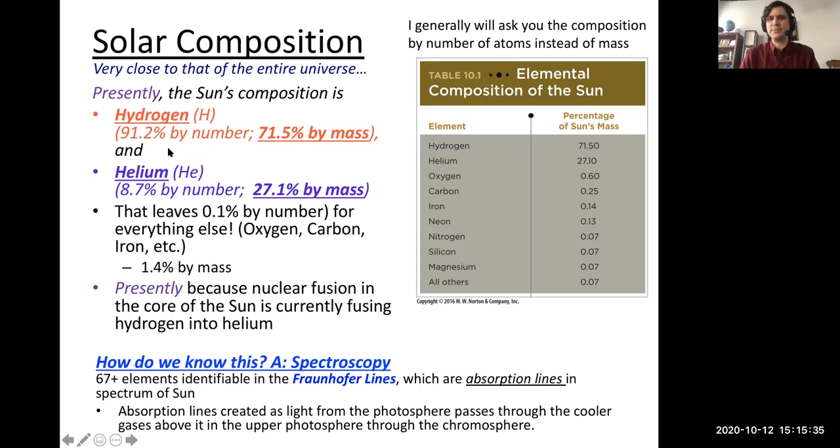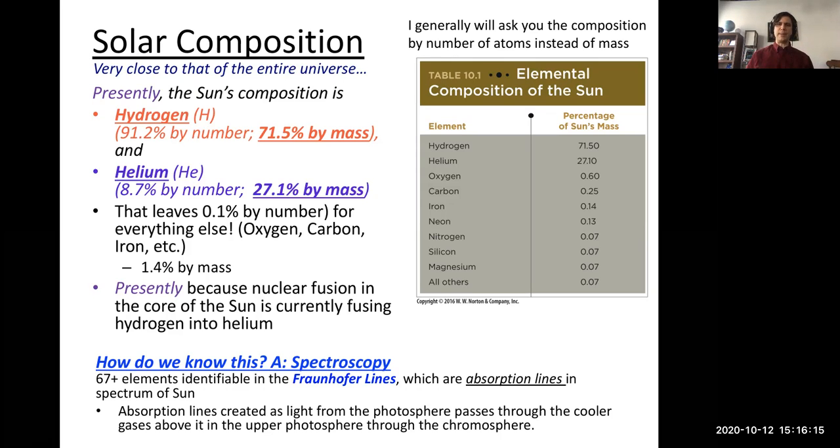If you want to do it by mass, that'd be 71.5% of the mass of the sun is hydrogen. A useful thing to consider when we want to talk about the nuclear reactions of the sun. Okay, so primarily hydrogen. Over 90% of the sun is hydrogen. What about everything else? The number two element in the sun is element number two, helium. And it's 8.7% of the atoms of the sun are helium atoms. If you want to do it by mass, it's 27.1% of the mass. So 91% hydrogen, about 9% helium.